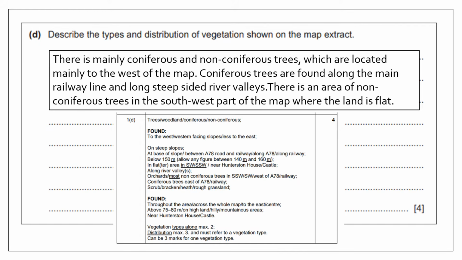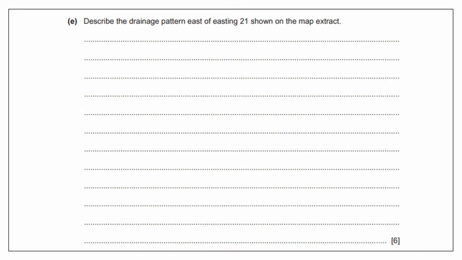So with those points in there, I could say coniferous trees are found along the main railway line and along steep-sided river valleys. There is also an area of non-coniferous trees in the southwest part of the map where the land is flat. That's more than 4 points, but you can see from the mark scheme how I've gone about doing this. I looked at the map evidence, found out first of all what the main types are, wrote those down and where they are found. So again, north, south, east, west on the map might help you to do that.